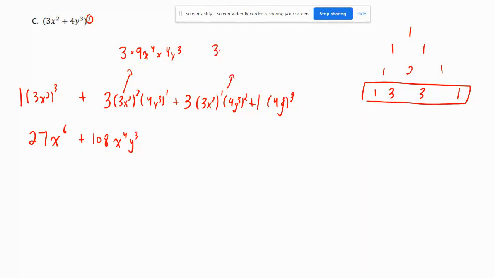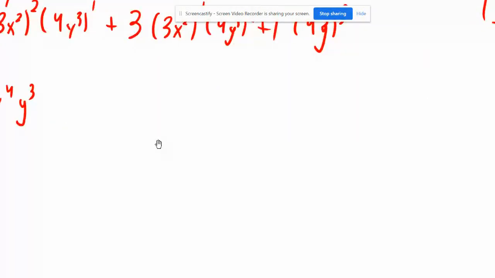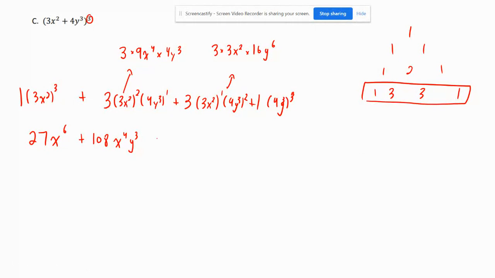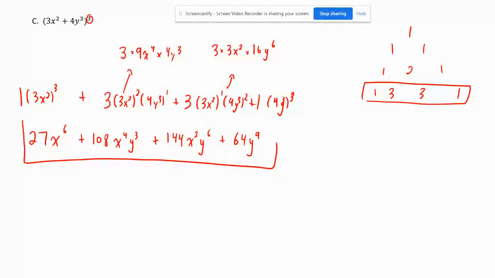Here we get 3 times 3x squared. 4y cubed squared is 16y to the 6th. 3 times 3 is 9. 9 times 16 is 144. So we get plus 144 x squared y to the 6th. 4y cubed cubed. 4 cubed is 64. y to the 9th. And here's our answer for this.